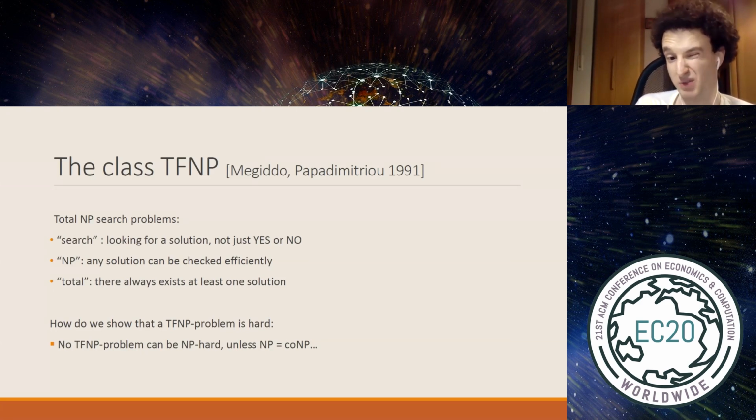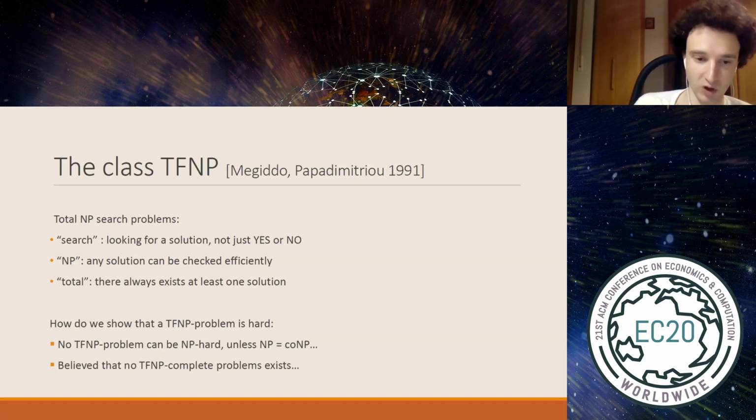Since we don't believe that NP equals co-NP is likely to hold, that means that NP hardness is not really a tool that we can use here. Now you might think, maybe let's show TFNP hardness then. Maybe NP hardness is too much. The problem is that it is believed that there's no TFNP complete problems because of the way TFNP is defined. And even if there are, we don't know any. So this doesn't seem like a viable option.